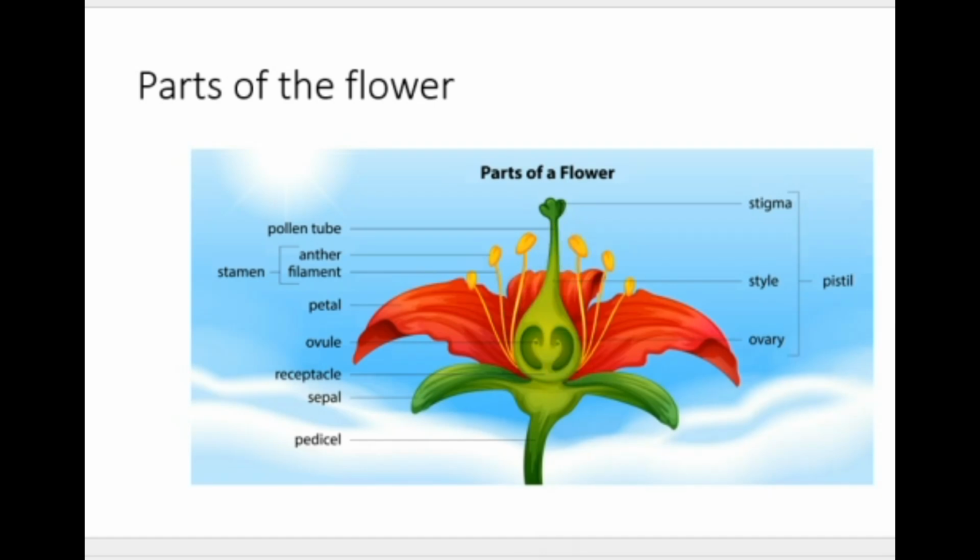The female is called gynoecium, which consists of carpel, one or more, fused together or separated. Each carpel consists of stigma, style, and ovary. All of these parts, which are stamen and carpel, we're going to discuss them later.